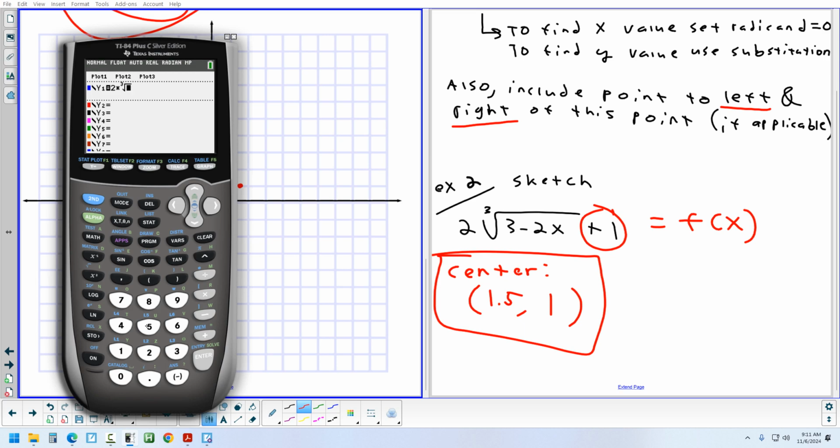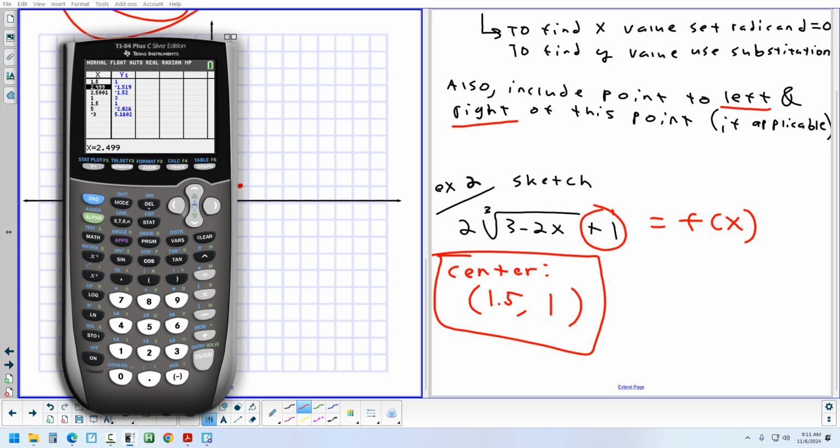Okay, so 2 times the cube root of 3 minus 2x, and when I do the plus 1, make sure you press the right arrow, so you get out from under the root, and the plus 1's on the outside. Okay, so that's how you type it in. Now let's do second table, and let's check our center. When I type in 1.5, did I get the same y value? Yep, so the center is good.